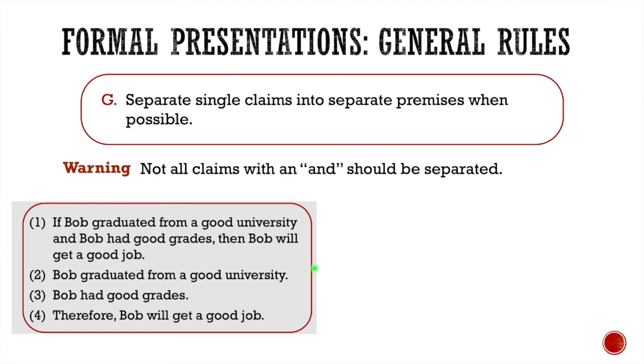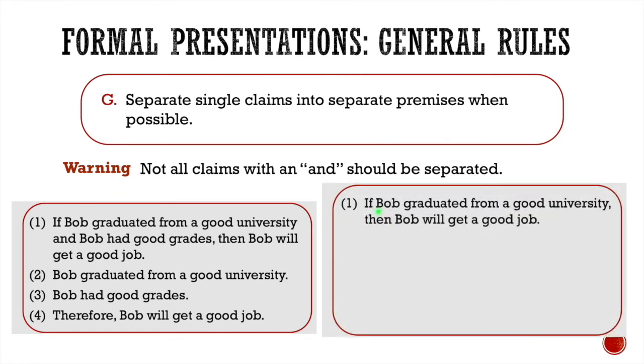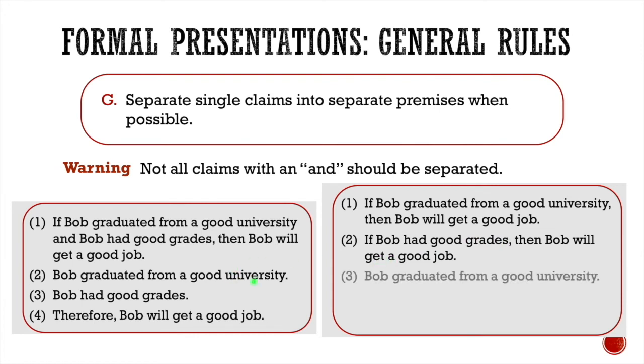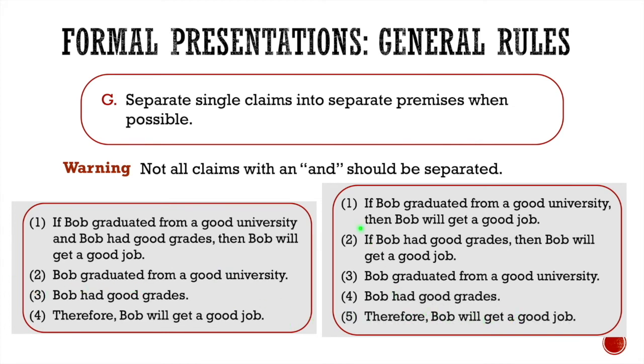If you did separate it, you would get something like this. Premise 1, if Bob graduated from a good university, then Bob will get a good job. Premise 2, if Bob had good grades, then Bob will get a good job. And then copying the other two premises, Bob graduated from a good university, Bob had good grades, conclusion, therefore Bob will get a good job. So these two premises, if you're trying to use these as splitting up this premise, it doesn't really work, because these two premises don't really capture the meaning of the original one.